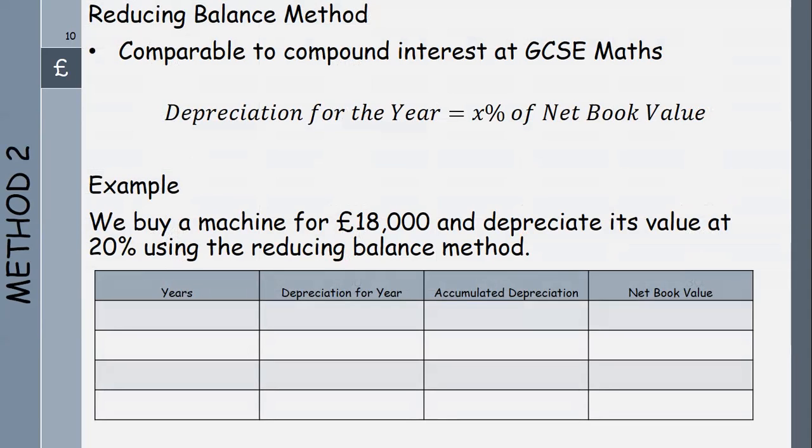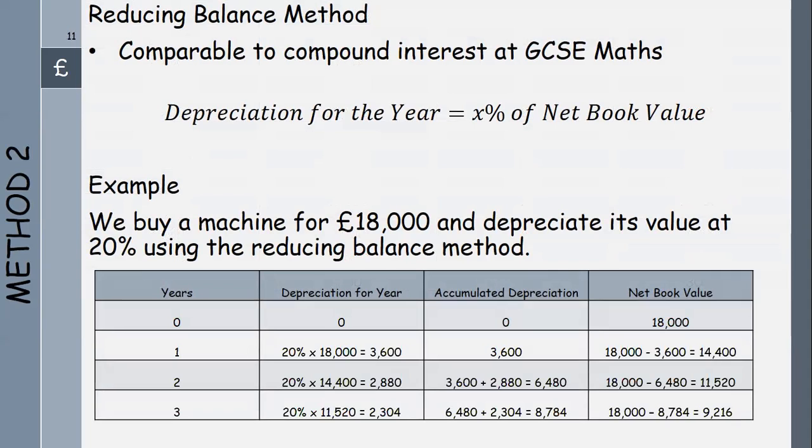So with the same setup, the machine is 18,000, and we depreciate it at 20% using the reducing balance method. When we first get it, so we've had it no years, there's no depreciation, so the net book value is 18,000, its cost. After 1 year, we do 20% of 18,000 to get a net book value of 14,400.